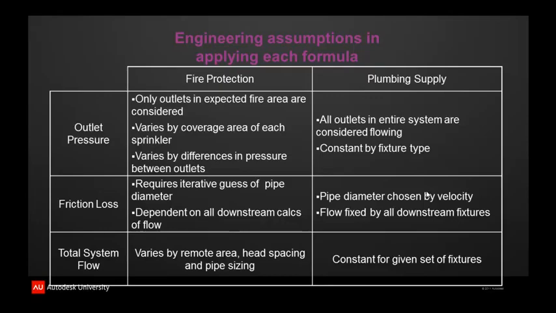For the friction loss, we're using the exact same formula in both approaches, fire protection and plumbing, but the flow through any given pipe in a system is dependent on the downstream flow in that system and varies by which area you're assuming is operating. In the plumbing system, where you assume the entire thing is operating evenly distributed, you can much more easily determine the pipe diameters, which are chosen by velocities, and the fixed flow of all the downstream fixtures. And then the total system flow varies by what it is you're analyzing in the fire protection, whereas it's way more straightforward in the plumbing system, where it's a constant for a given set of fixtures, meaning it's constant for that building.